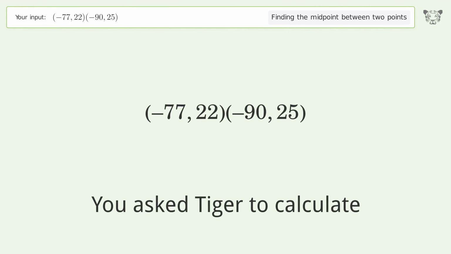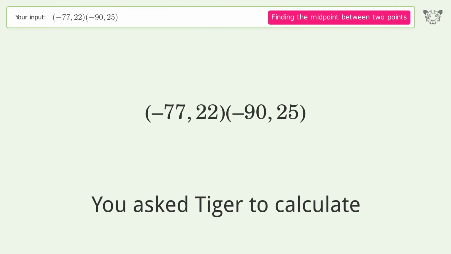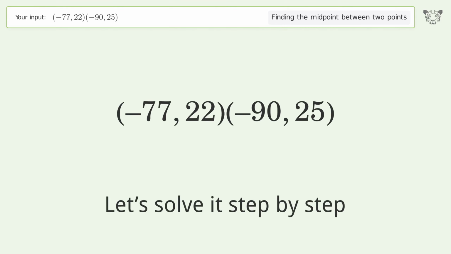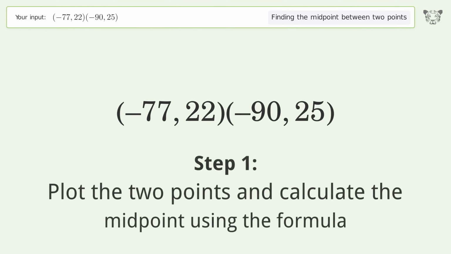You ask Tiger to calculate. This deals with finding the midpoint between 2 points. The midpoint between the 2 points is negative 83.5, 23.5. Let's solve it step by step. Plot the 2 points and calculate the midpoint using the formula.